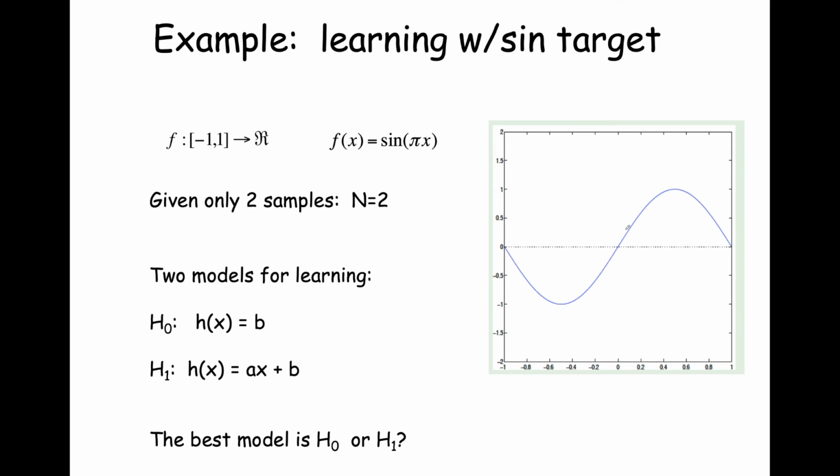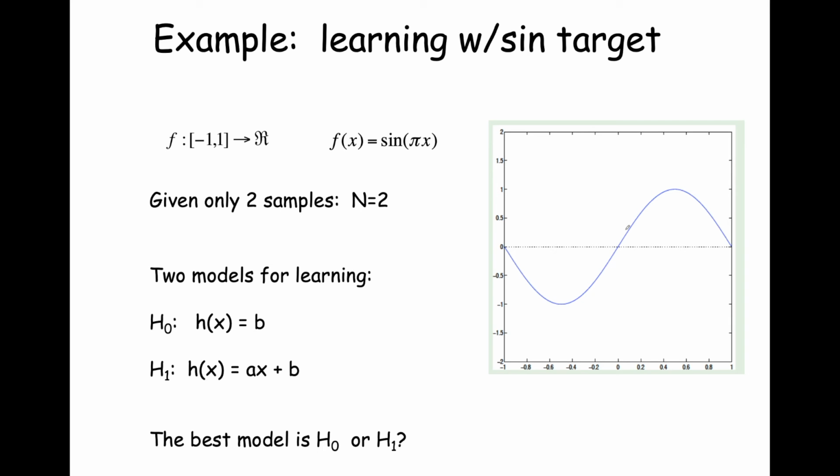And so let's take a complete example. In this example, we have a sinusoid, sine pi x, as our ground truth target function. And I'm going to show you this sinusoid. And the data set is going to be fixed to be a data set of size 2. So n is equal to 2. And so what this sinusoid is going to do, it's going to take a value between minus 1 and plus 1, and it's going to output a real number. And so we're going to have two different hypothesis sets for learning.